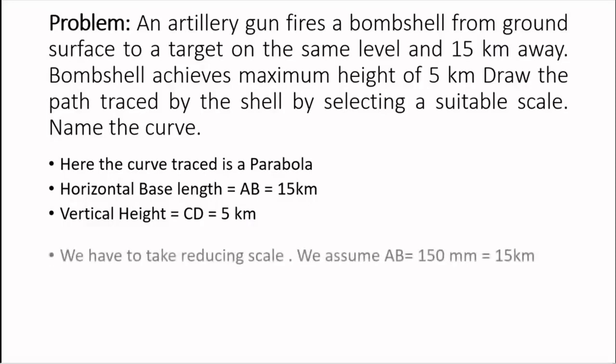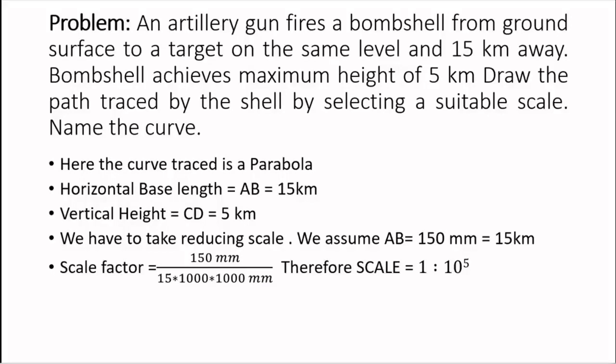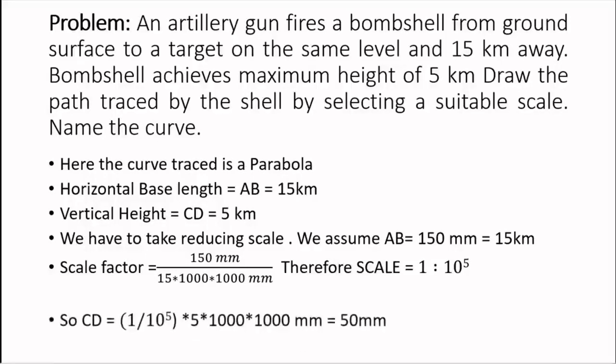So we take a reducing scale. We assume AB is equal to 150 mm, representing a length of 15 kilometers. We find the scale factor by dividing the length on the drawing by the actual length converted into the same units. So 150 divided by 15 kilometers converted into mm gives us a scale factor of 1:10 to the power 5. Now we use this scale factor and multiply with CD converted into mm.